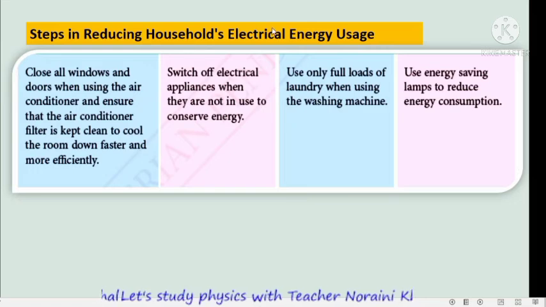Steps in reducing household electrical energy usage. These are some of the suggestions. Maybe you have other ideas about the steps to reduce electrical energy usage. For example, close all windows and doors when using aircon, and ensure that the aircon filter is kept clean to cool the room down faster and more efficiently. Switch off electrical appliances when they are not in use to conserve energy. Use only full loads of laundry when using the washing machine. Use energy saving lamps to reduce energy consumption. If you have other ideas, you can just add in your idea as a step in reducing electrical energy usage and also to reduce the cost of energy consumption.